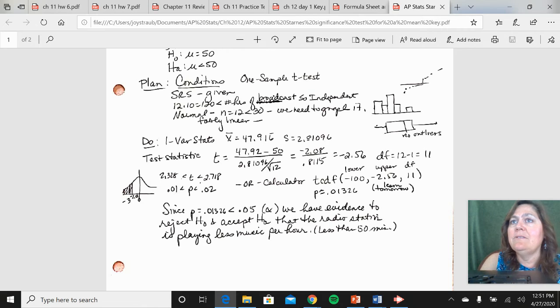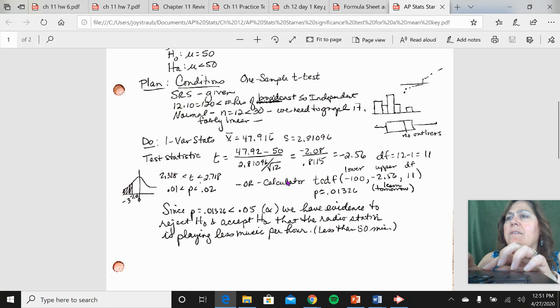Your SRS was given. 12 is less than 30, but whatever plot you did, you can see it's fairly symmetrical, fairly linear. It's got a little bit of a glitch there, but there's no outliers. I had some problems with that, but I looked and saw that there's not any outliers. So we're going to go ahead and proceed. Okay. And then the 10n is up here, so it's independent.